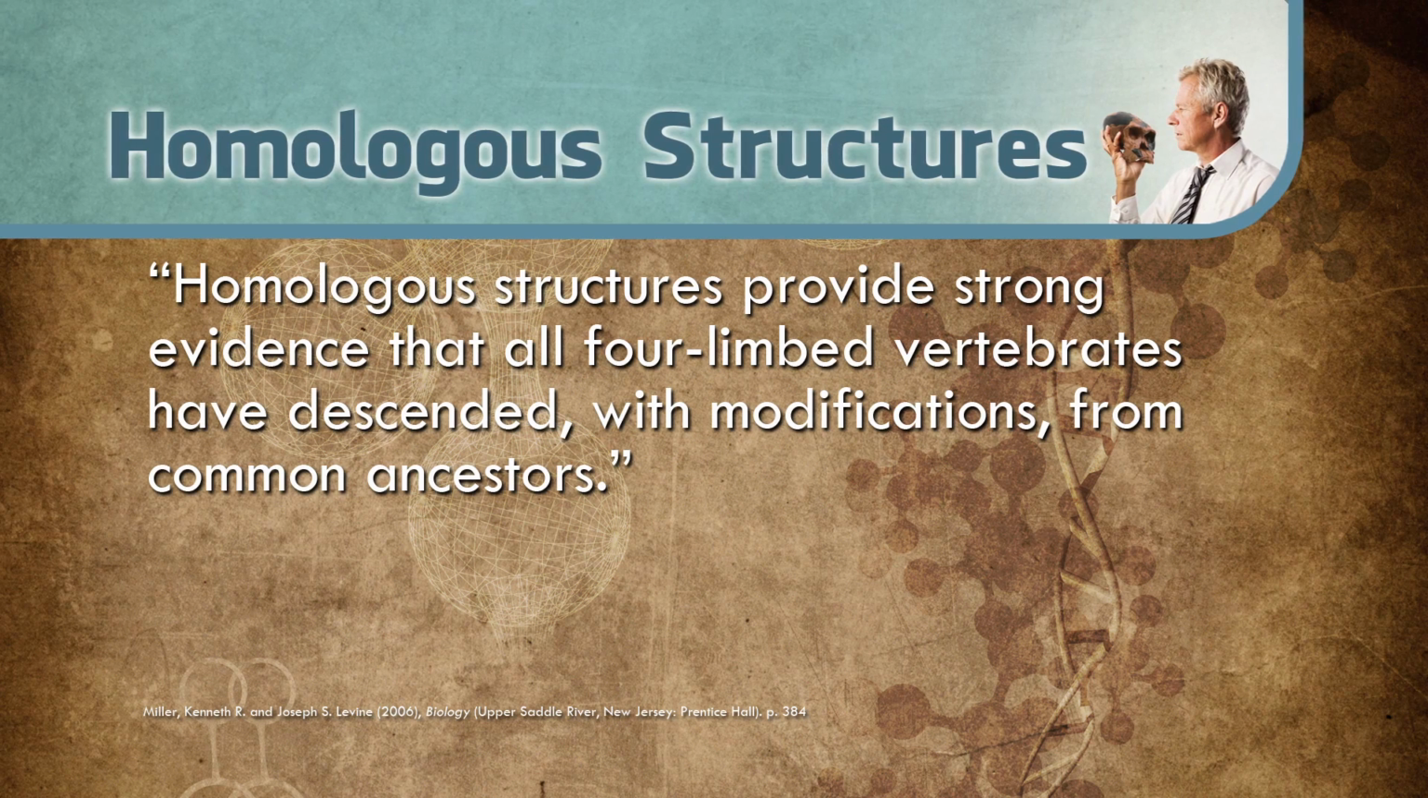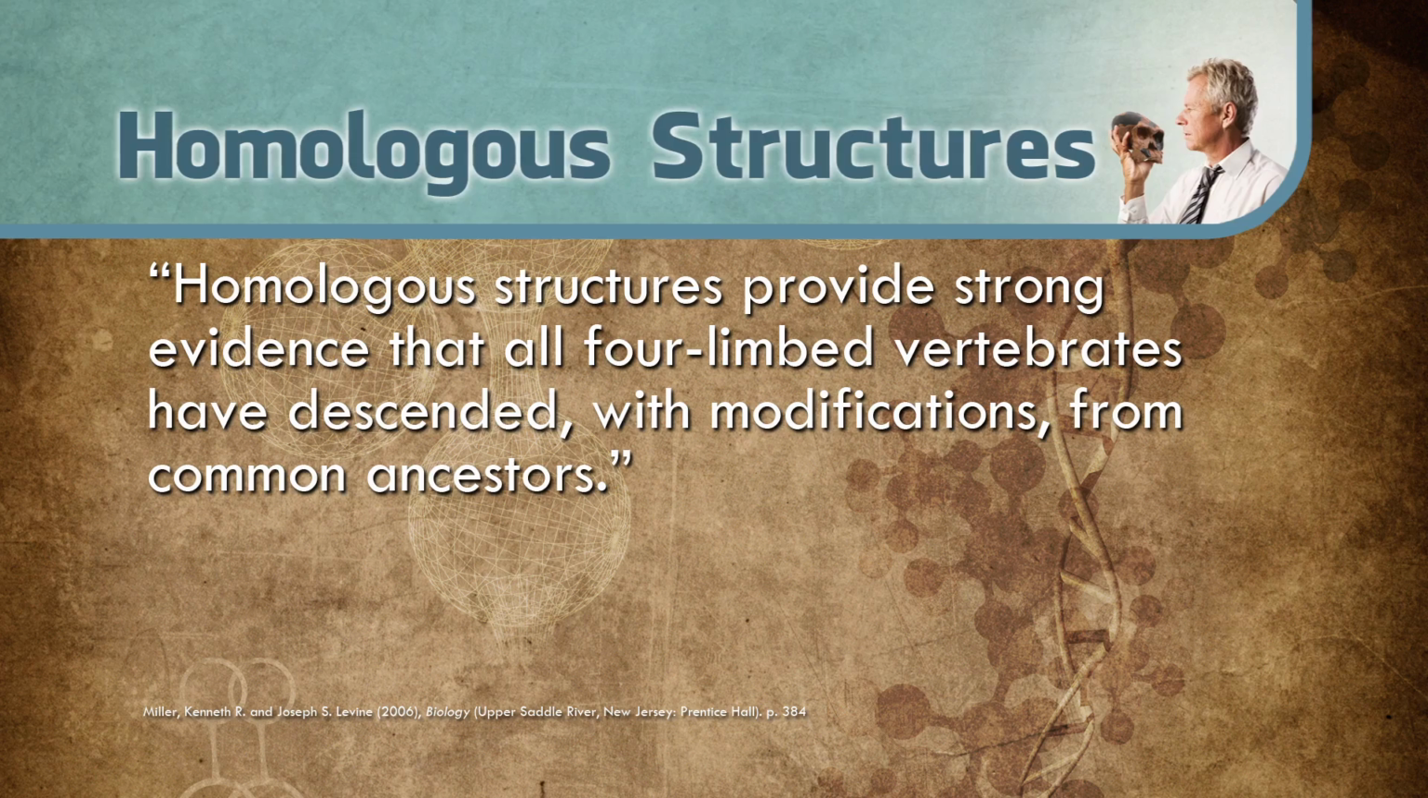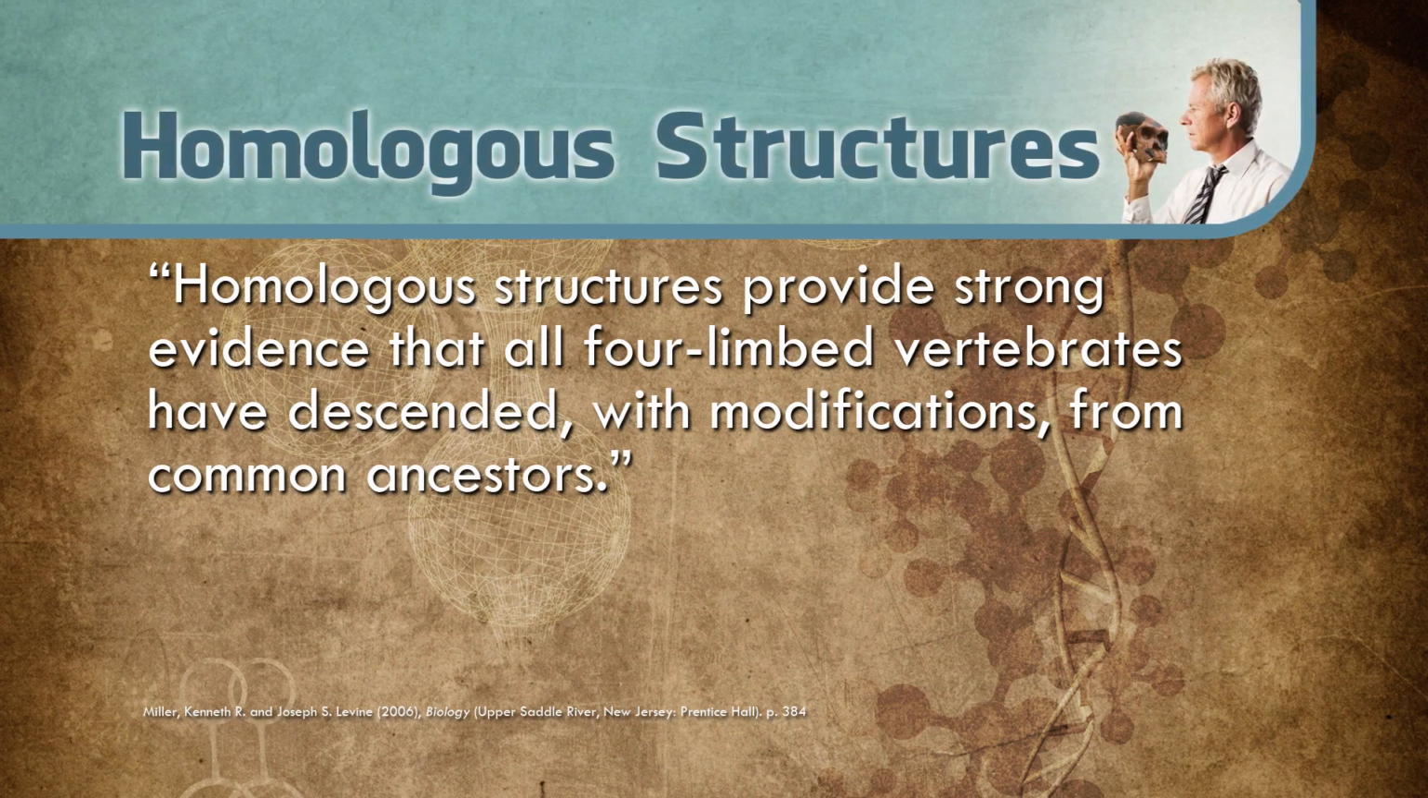What about homologous structures? What's that argument all about? Evolutionists argue that many vertebrate species have structures that are constructed from the same basic bones and therefore are similar. Because of this similarity, they argue, as does this biology textbook, that homologous structures provide strong evidence that all four-limbed vertebrates have descended with modifications from common ancestors. So, similar-looking anatomical structures, according to evolutionists, are strong evidence that we share a common ancestry with whales and frogs.